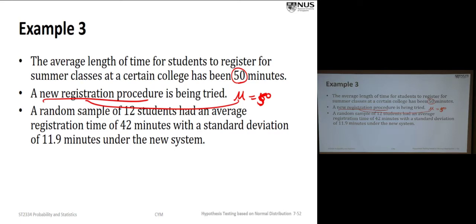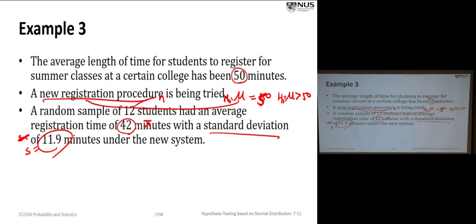So you want to test mu equal to 50. This is the existing, the status quo, and you want to look for evidence to reject this status quo and get a new statement. This is x bar, this is n, and what is this? Standard deviation. This is from the sample, so this is S, the sample standard deviation.